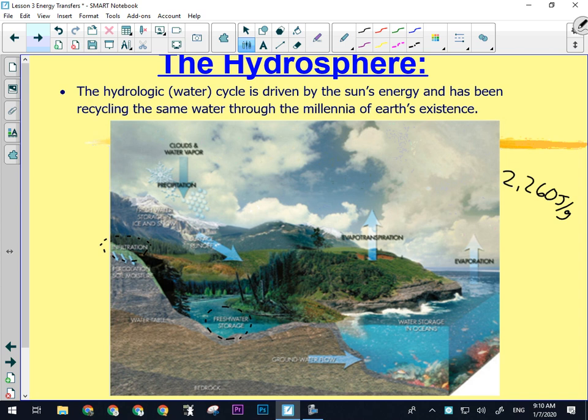All right, so the processes we're looking at: evaporation and transpiration, precipitation, runoff, infiltration, storage. Those are the processes we want to be able to identify. And the other thing we want to recognize is these two processes represent energy in. This process represents energy out. That's where that transfer of latent heat or latent energy is going to happen.